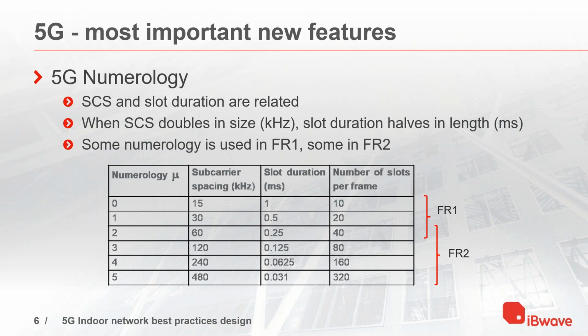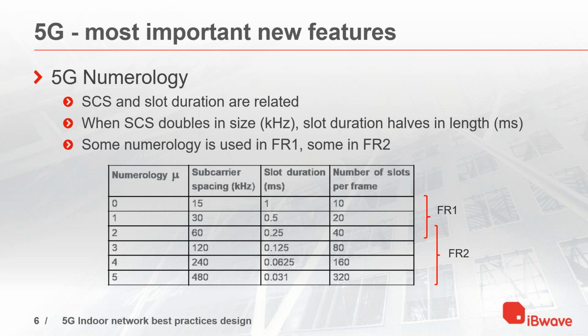You can think of that slot as, I am now going to be addressing a certain user or maybe a certain group of users in that particular slot. And even if it is just one user, which doesn't have to be, you can see that with numerology number 0, you would be able to address 10 users per frame. And then with numerology 3, you can address 80 UEs per frame. So it gives you more agility when it comes to addressing users to go higher in frequency.